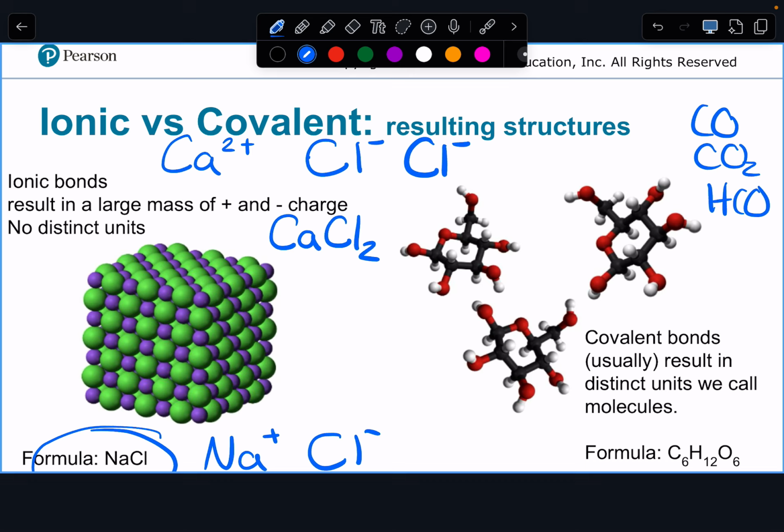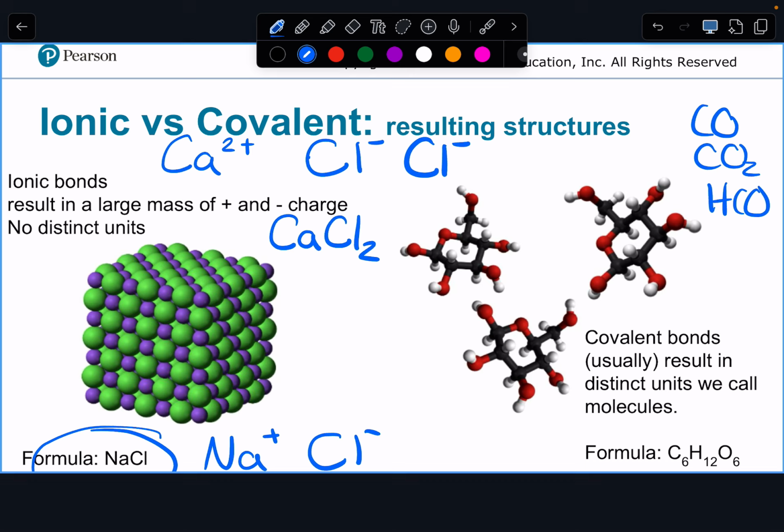They're still in a ratio of 1:1. For every sodium in this picture, there's also 1 chlorine. So if I had 1,000 sodiums, I would also have 1,000 chlorines. That's a 1-to-1 ratio. If it was calcium chloride, if I had 1,000 calciums, I would need 2,000 chlorines, right? This one's a 1-to-2 ratio. So the formula doesn't tell us exactly how many of each one we have. It only tells us a ratio.